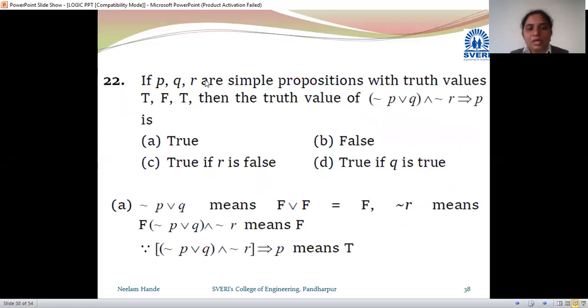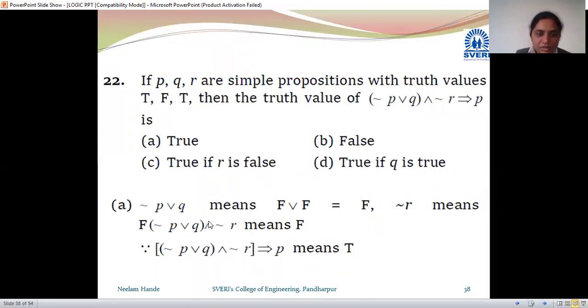Okay, next. If P, Q, R are simple propositions with truth values T, F, T, then the truth value of this given statement is. First, it is negation P or Q. P is given true, right? So negation of true is false. Or Q, Q is given false. So false or false is false. Once again, we need negation of R. R is given true, so negation of R is false.